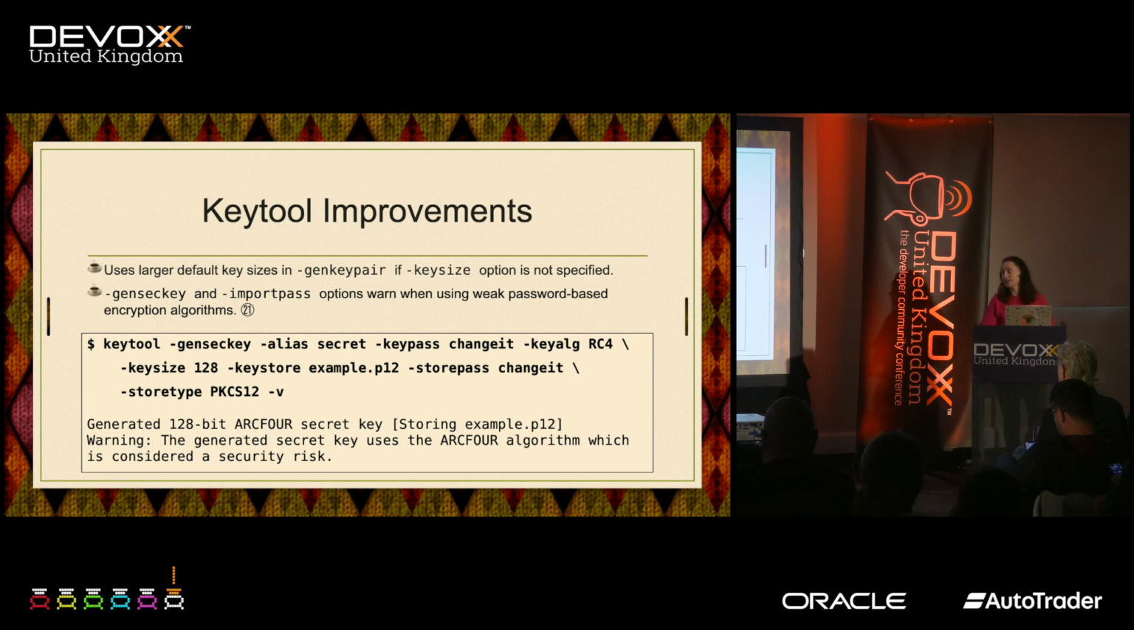Next, the -gensec key and import pass options warn you if there is a weak password-based encryption algorithm, like in the case of ARC4 in this example here. So in this small example, when I run keytool with -gensec key, like generate for me a secret key with ARC4, what I get back is a warning that I'm trying to use an algorithm that is weak. And that is being done based on the -key alg option that is getting evaluated by gensec key when that is being run.